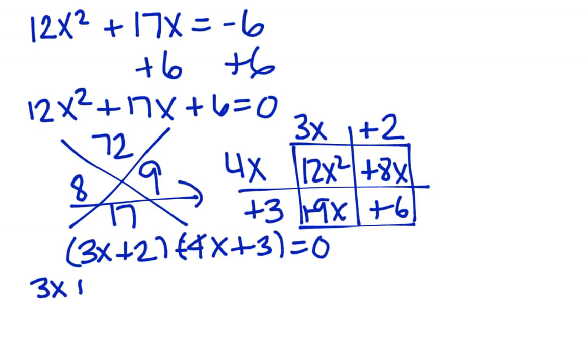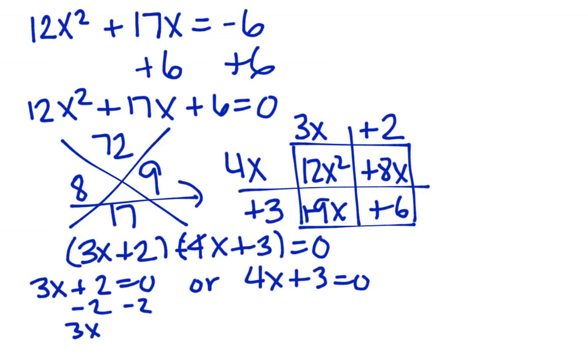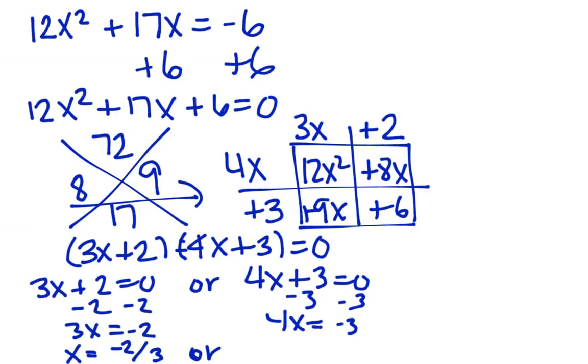Setting each set of factors equal to 0, as you see me writing on the screen. We're going to subtract 2 to get 3x equals negative 2. I don't have room to show my divide by 3, but that gives me x equals negative 2/3. On the other one, we're going to subtract 3. We get 4x equals negative 3. Again, we're going to divide by 4, which I cannot show because I'm out of space. And we get x equals negative 3/4.